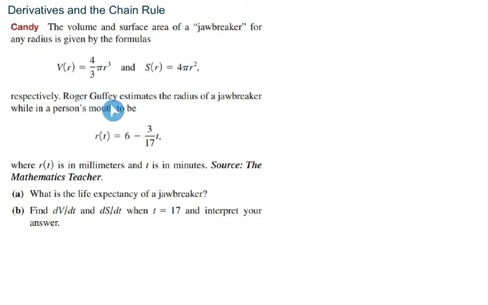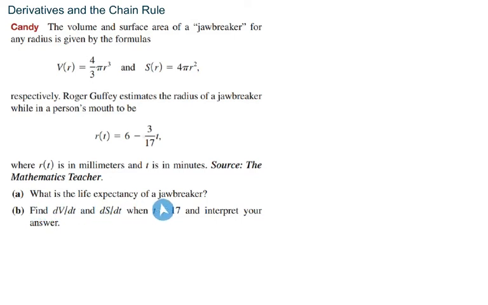So Roger Guffey estimates the radius of a Jawbreaker while in a person's mouth to shrink at this rate. If you're sucking on a piece of candy, it's getting smaller. So the radius in terms of time t is 6 minus 3/17 t. So r of t is the radius in millimeters after t minutes.